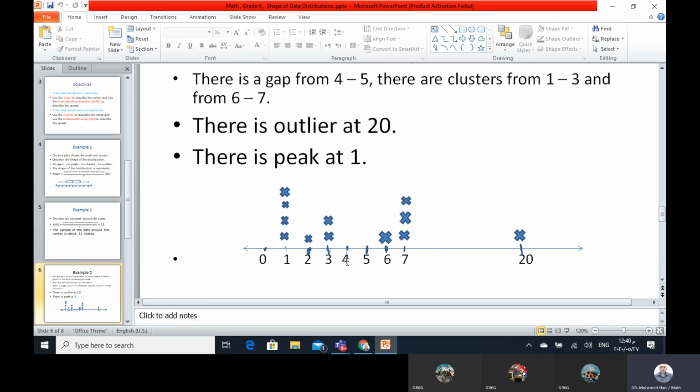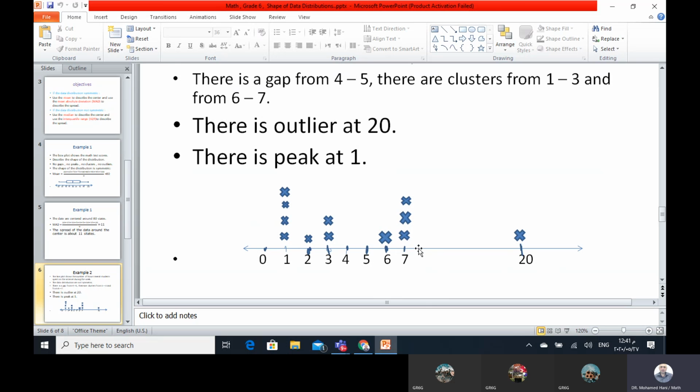Then 4 here doesn't have a value, 5 doesn't have a value. So we have a gap between 4 and 5. So there is a gap from 4 to 5. This is the meaning of gap: no value. Here we have values, here we have values, here we don't have. So here we have a gap between 4 and 5.